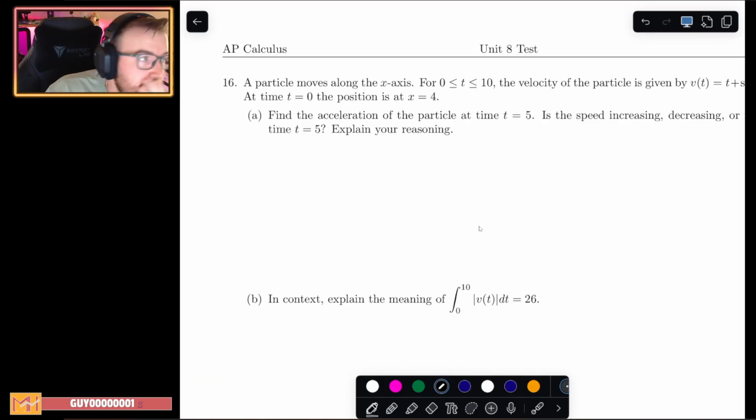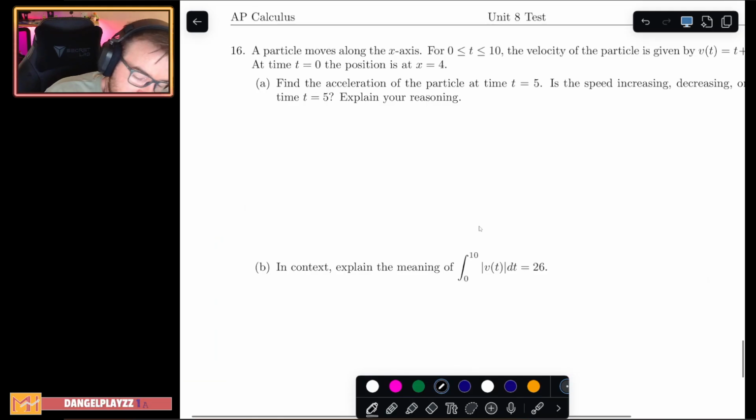I was devastated that we did not earn 2 out of that. I was devastated by the result on this FRQ. Specifically A, I was extremely devastated.